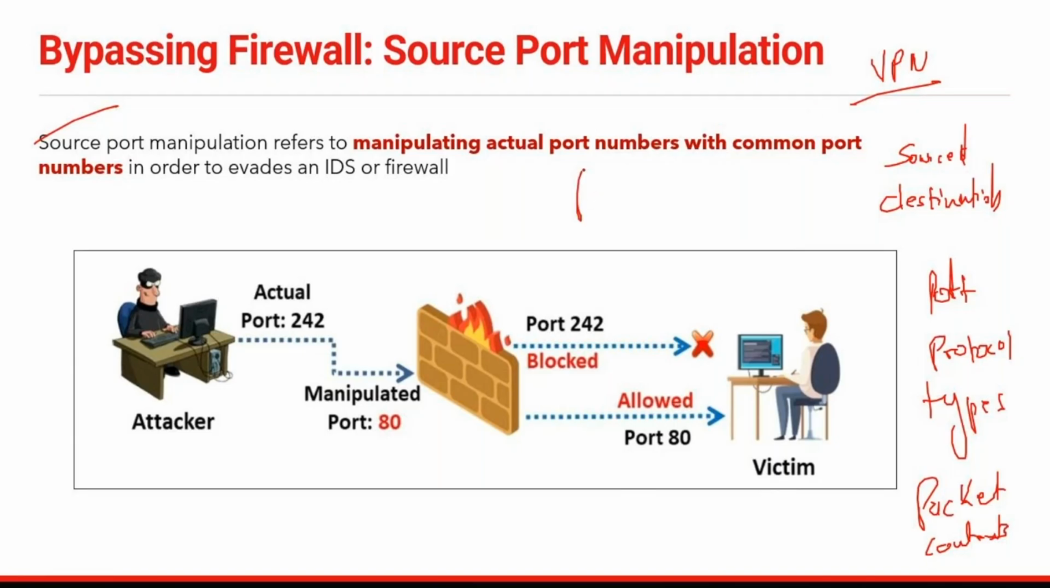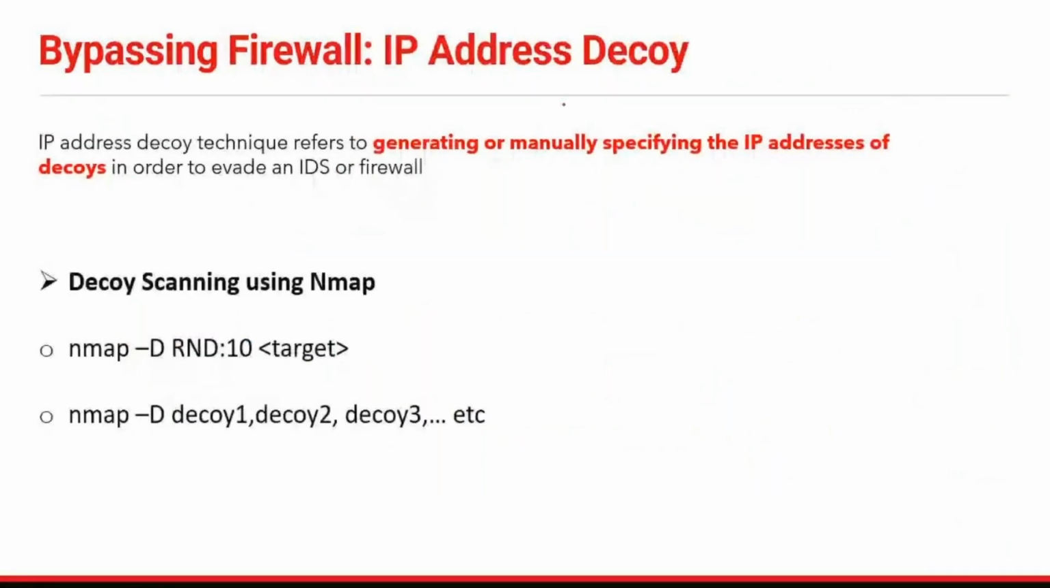Then you can use something called port hopping. Continuously changing the port used for communication can help to evade the firewall rules, right? Then fragmentation. Fragmentation means breaking the packet into smaller format. Sending fragmented network packets can sometimes bypass the deep packet inspection, which is done by the firewall, right? Then you can use IP address decoy, right?